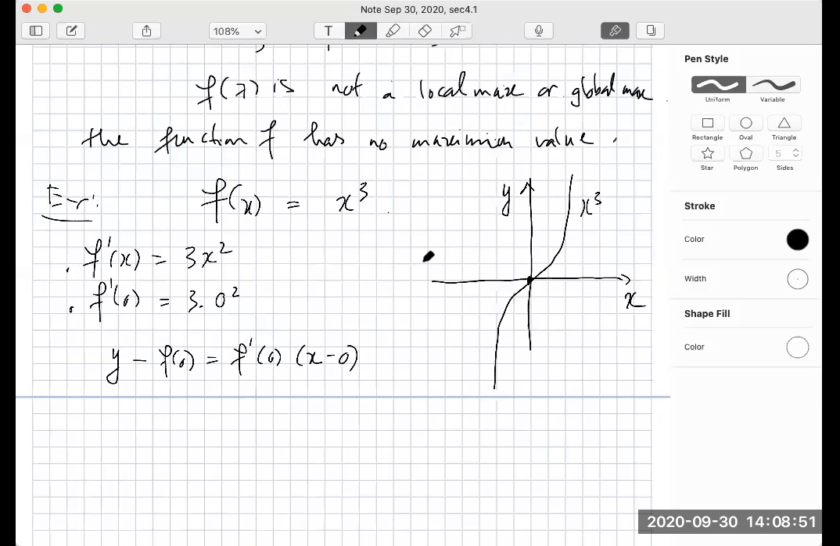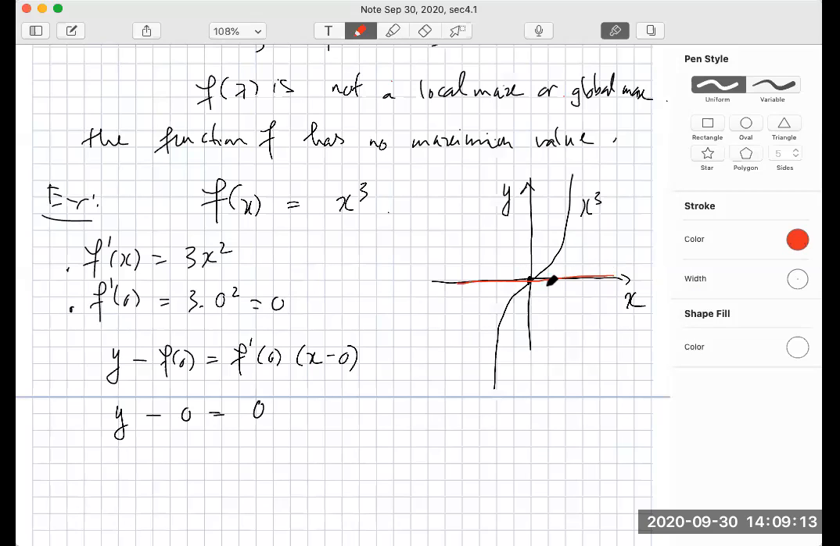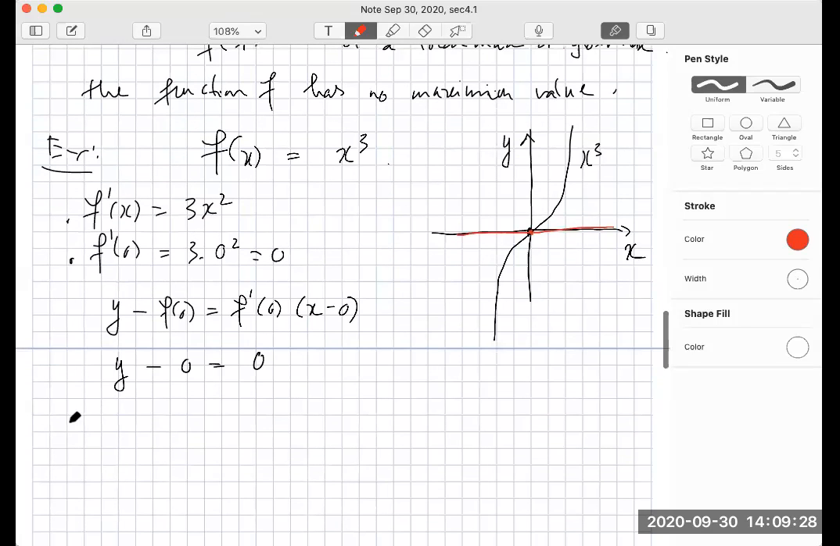Right, the tangent line equation is this one, right? Here f prime is 0, which means y is equal to 0. So the tangent line is this line. It cuts the graph at only one point, but this point at x equal to 0, f of 0, is not a maximum or a minimum, right? Because we see that f of 0 is equal to 0.